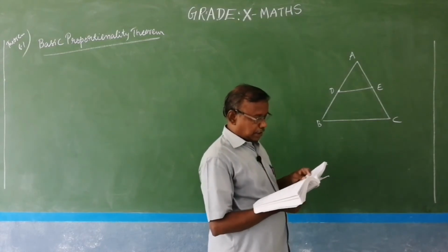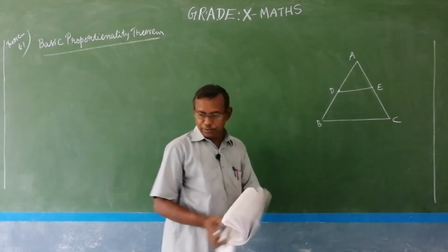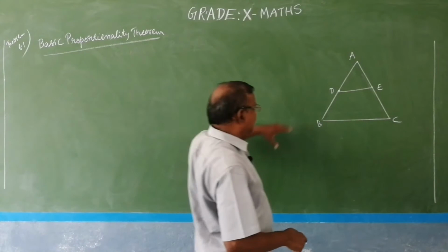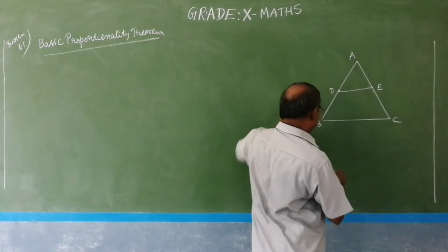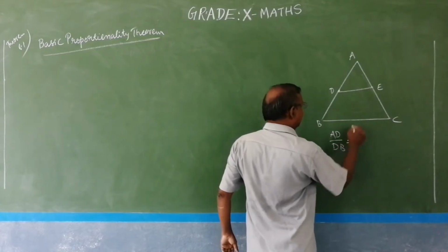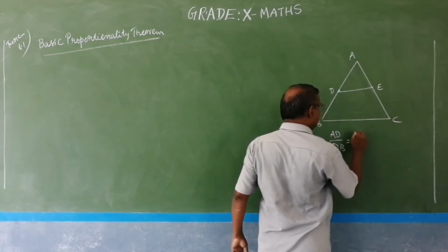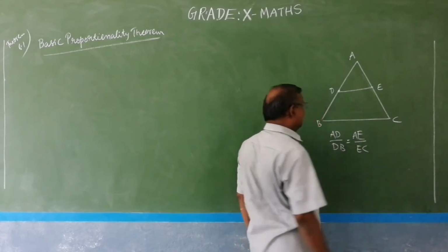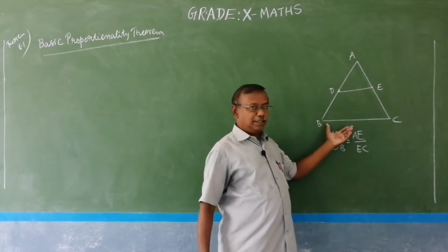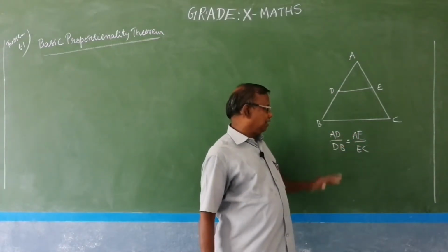The other two sides are divided in the same ratio. That means AD by DB equals AE by EC. So this is the meaning of this theorem. This theorem is called the basic proportionality theorem because we are using proportionality.